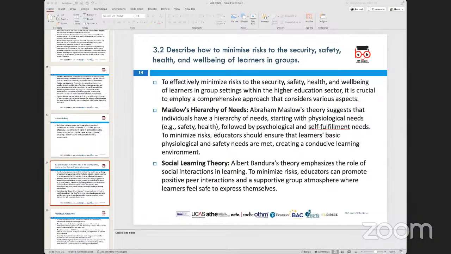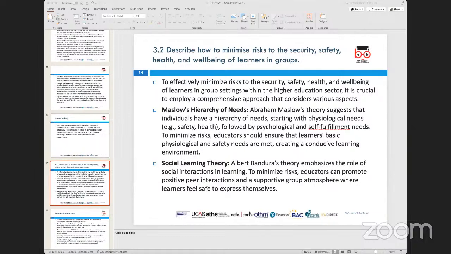Now, if we look at certain theories, we look at Maslow's theory of hierarchy of needs. The reason why we look at Maslow's theory is that, the way he proposed it, it is a pyramid which has five needs that need to be fulfilled in order to ensure that learning can be conducive. So we can relate this theory to classroom-based learning.